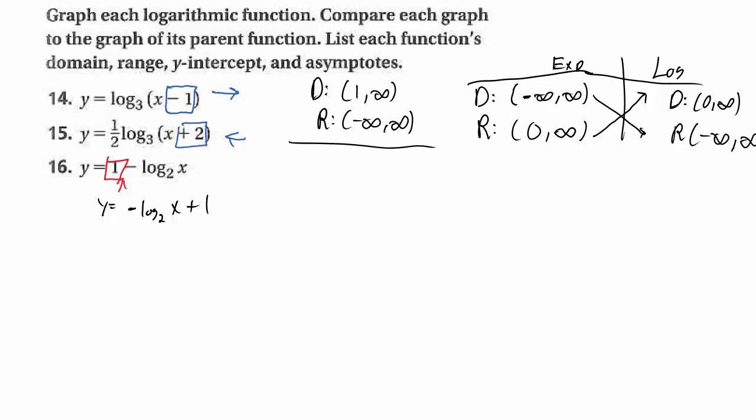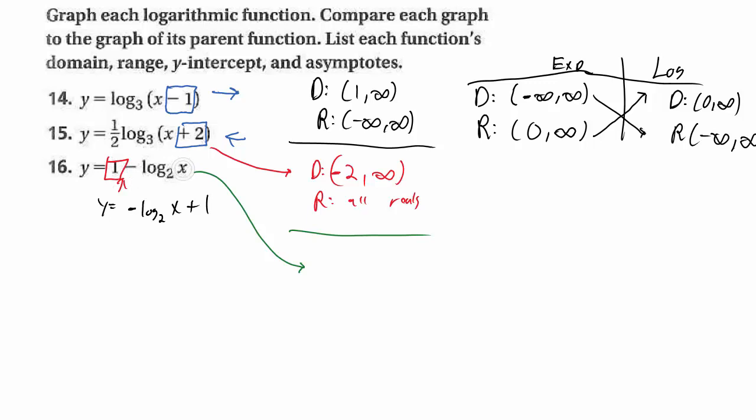For number 15, well, this one shifted to the left by 2. So for number 15, the domain, instead of being 0 to infinity like most logs, is going to be shifted to the left by 2. So it's going to be negative 2 to infinity for the domain, whereas the range is all reals. And finally, for number 16, your domain isn't affected at all because it's not shifted left or right. And even though it's shifted up by 1, you can't modify the range when it's negative infinity to infinity.